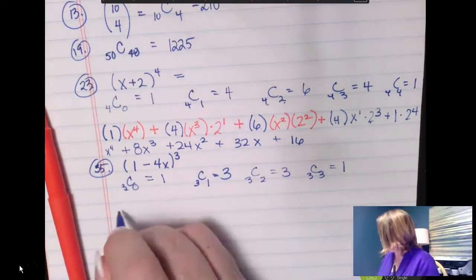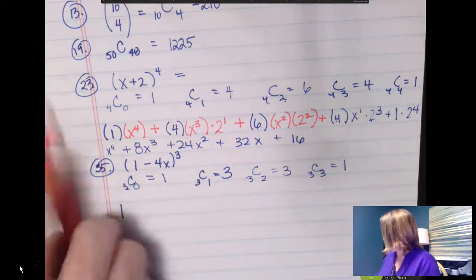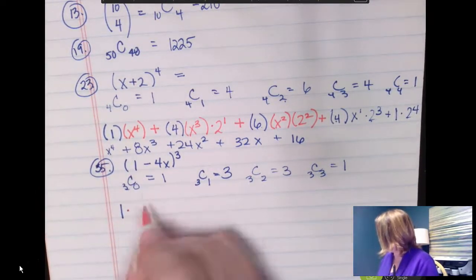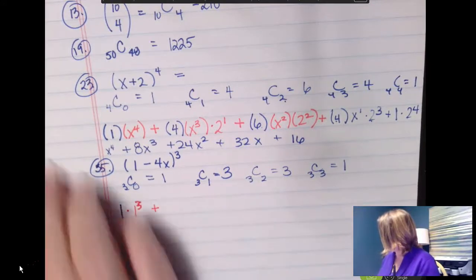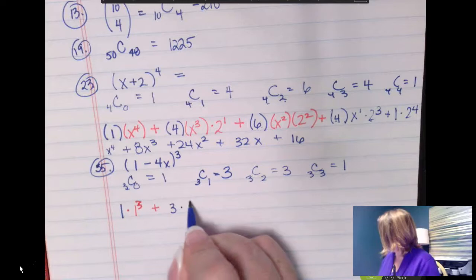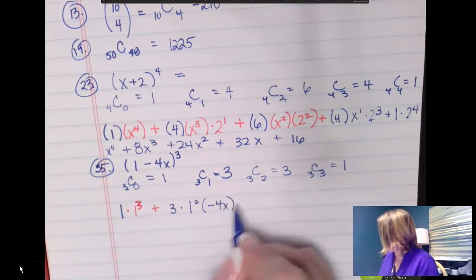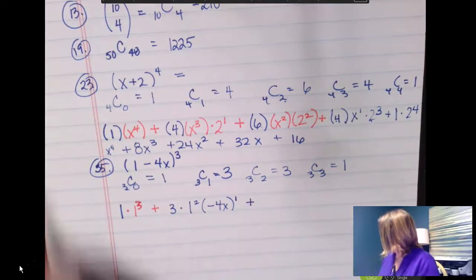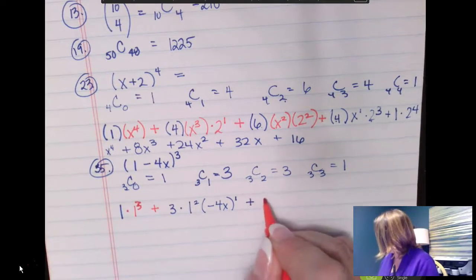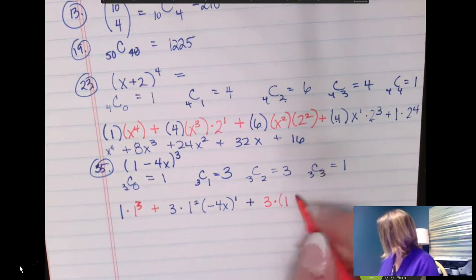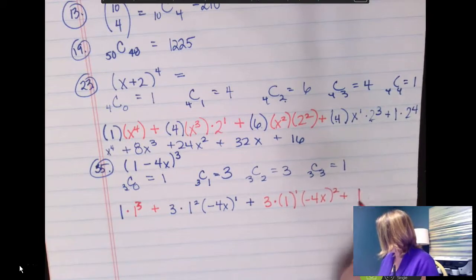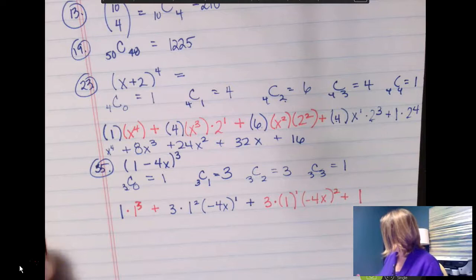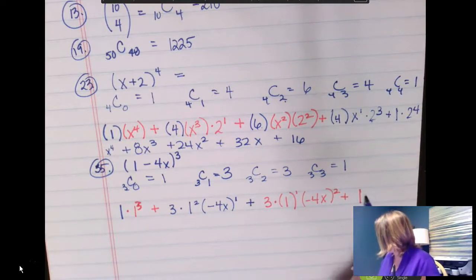So now I'm going to have my binomial coefficient times the first term to the 3rd power, so 1 to the 3rd. Then I've got my next coefficient times 1 to the 2nd times negative 4x to the 1. Then I've got my next coefficient, which is 3 again, times 1 to the 1st and negative 4x squared, plus my binomial coefficient is 1 times 1 to the 0, which is 1, times negative 4x cubed.